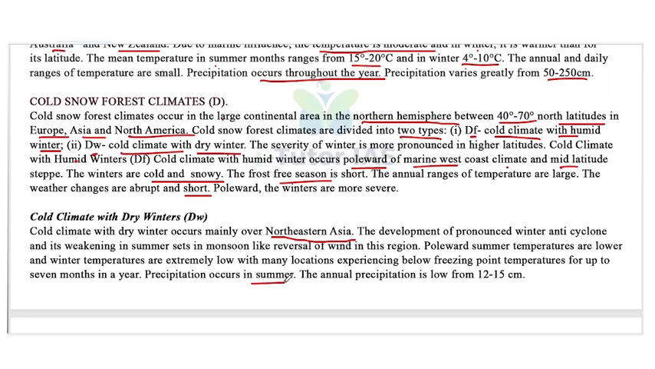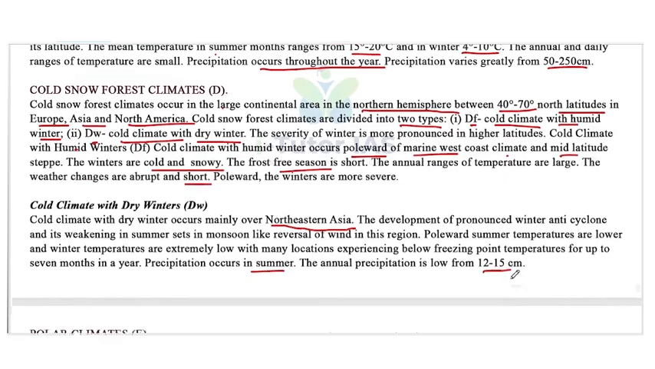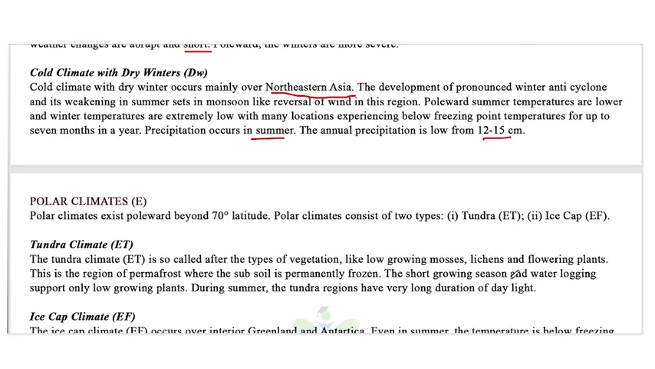Precipitation occurs in summer. The annual precipitation is low, from 12 to 15 centimeters. That is cold climate with dry winters.